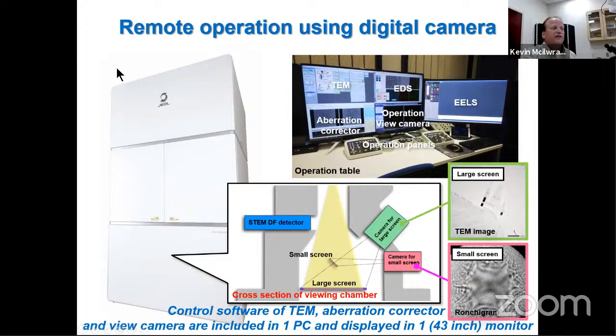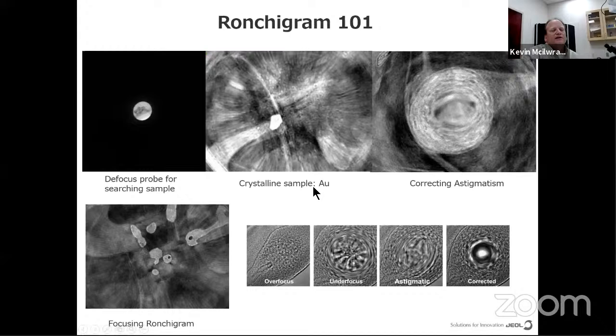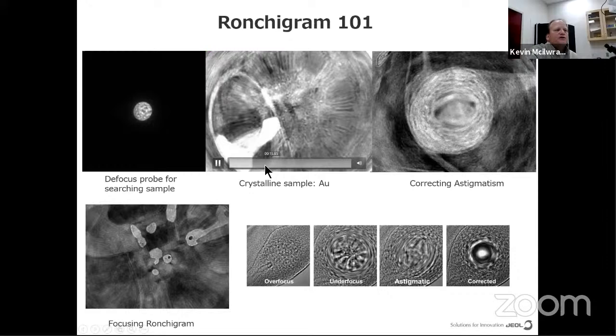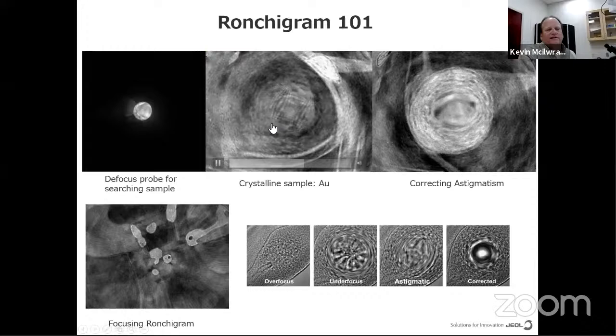So what's the Ronchigram? This is really the crux of how you align your STEM imaging, right? We can actually go into a Ronchigram mode and we can defocus with the objective lens and we get a TEM type image that allows us to navigate around the sample. So we can move around. Now you look at a crystalline sample, as we move closer to focus in the Ronchigram, we start to pick up the lattice. And so crystalline material is not the best for correcting astigmatism. Some people can do it. Those are people that are really experienced.